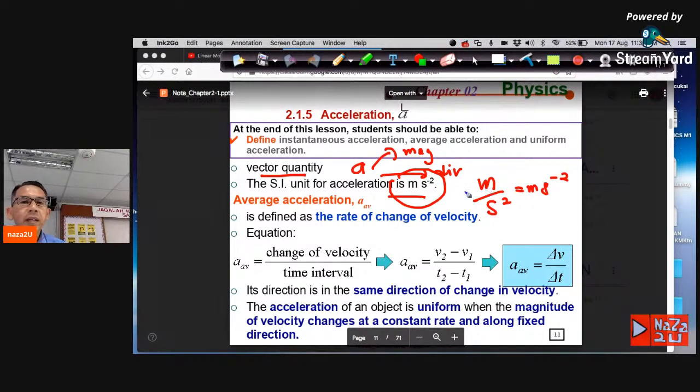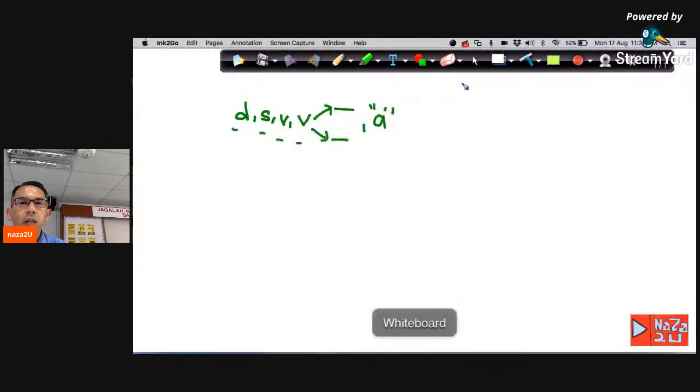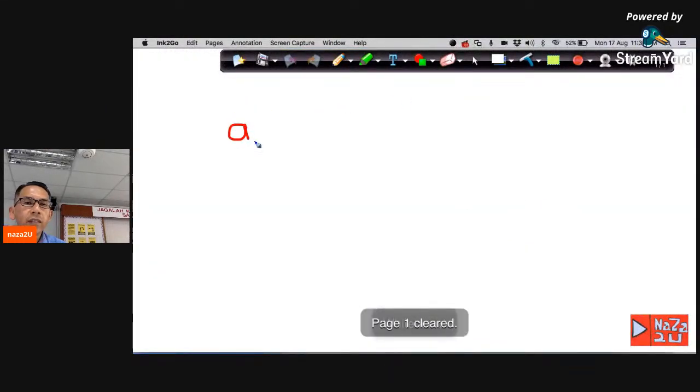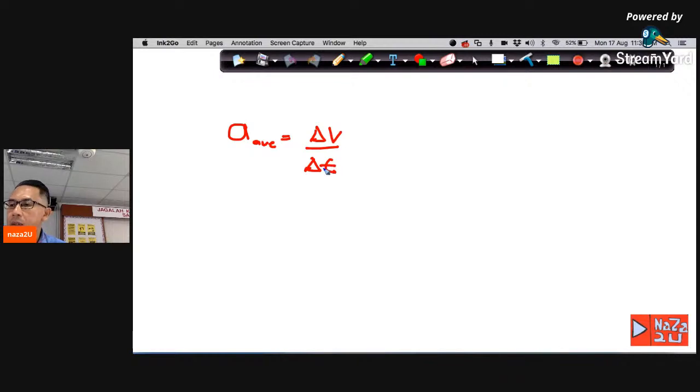So acceleration, same like the velocity, we have the average acceleration, A average. It is the rate of change of velocity. So average acceleration is the rate of change of the velocity. Rate is kadar, betapa cepat. We talk about the delta V, meaning we have V final or V2 minus V initial, divided by delta T, which is T final minus T1.